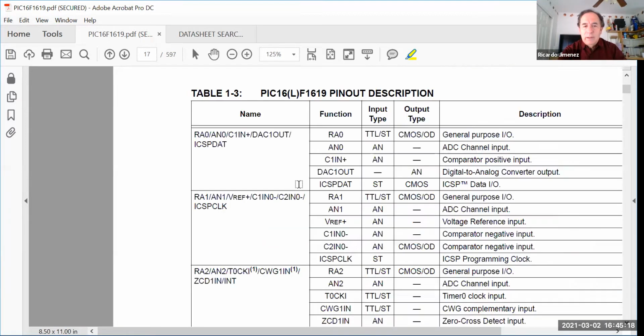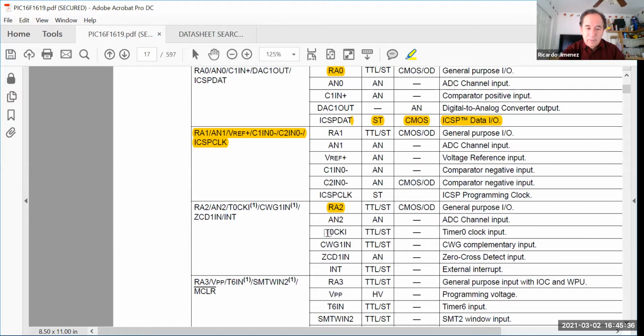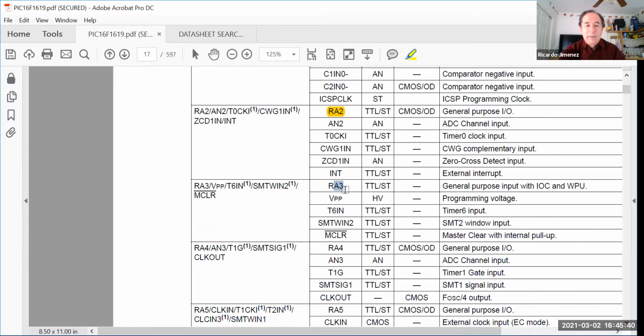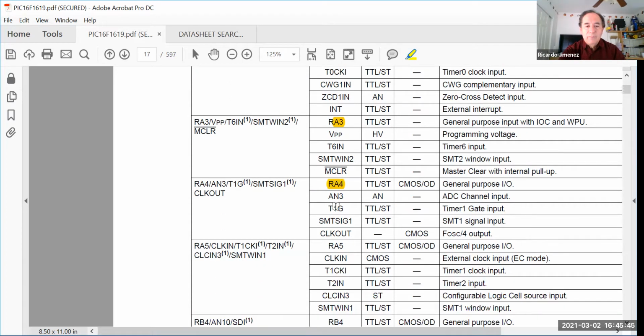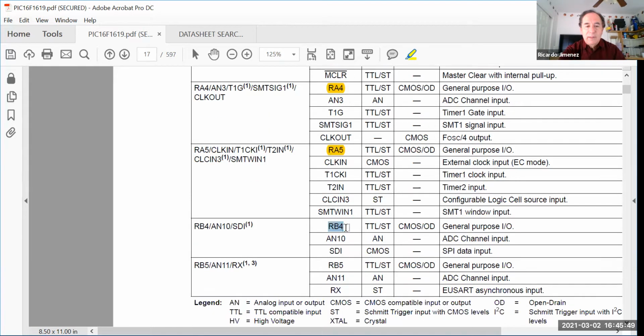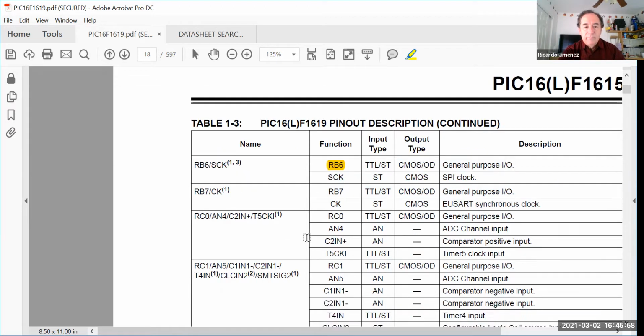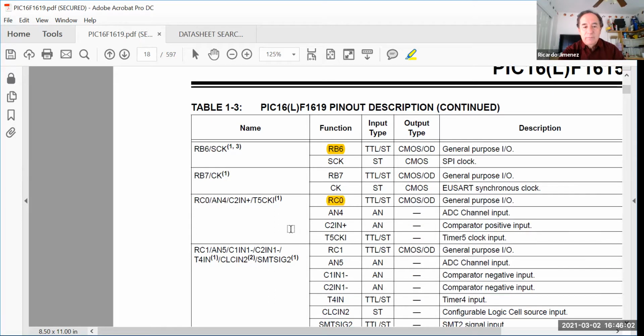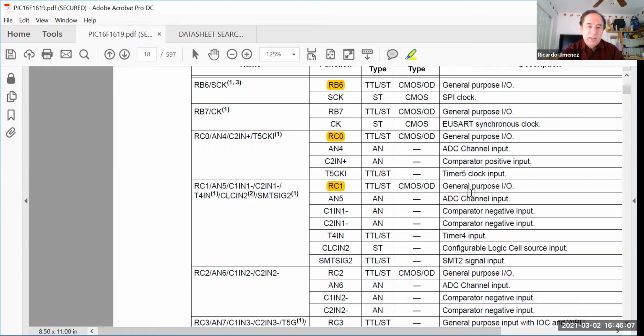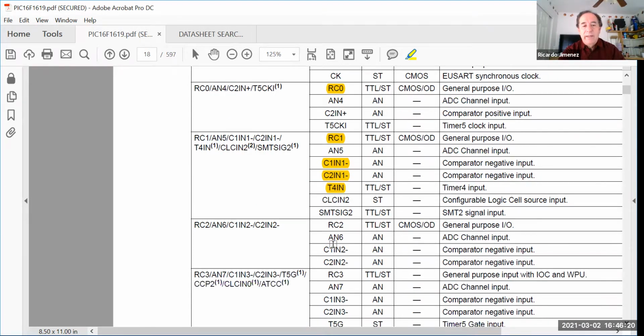So make sure the table is for the 1619, okay? Because the other table was for the 1615, I'm sorry. So this one is for the PIC 16F1619. Okay, RA0, RA1, RA2. These are the multiple functions any pin can do. RA3, RA4, RA5. RB4, RB5. I recommend that you read all that, because you need to know the device. RC0, RC1, what is it? It's a general purpose input output, but it can also be an ADC channel. It can be a comparator negative input. It can be a timer input. You see, every single pin can be many other things.